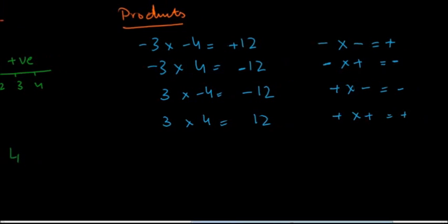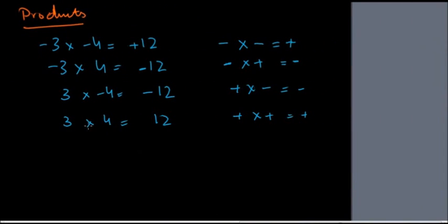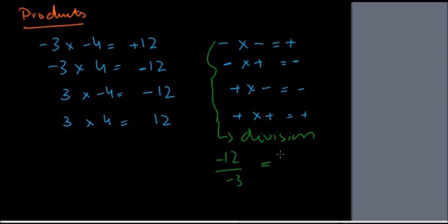So these are very elementary rules. This set of rules also applies to the division process. So let's say I have negative 12 divided by negative 3. I know 12 divided by 3 is 4. And just like in a product, a negative and a negative give you a positive, here it will also give you a positive 4.